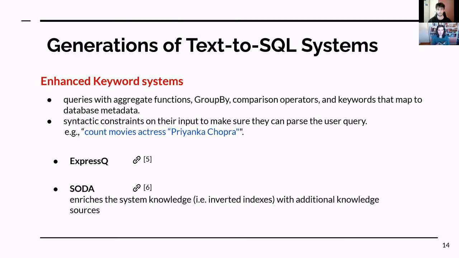Then the next category of systems, like ExpressQ and Soda, essentially enable supporting more complex queries that have aggregate functions, group bys, comparisons, and so forth. Moreover, they impose a certain syntax in their input in order to be able to parse the user query. So, for example, if we wanted to ask for how many movies a certain actress has acted in ExpressQ, this would be in the form of count movies, actress Priyanka Chopra.